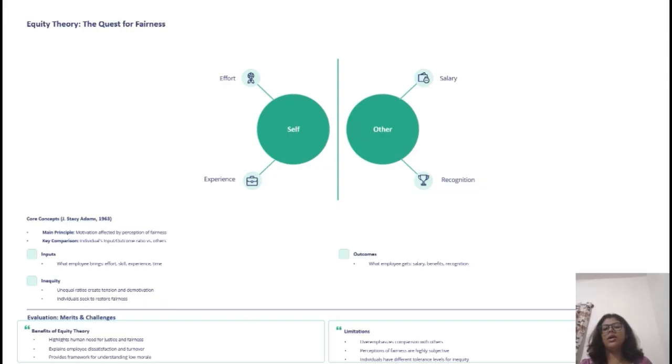So, in conclusion, equity theory reminds us that fairness is a powerful motivator, and when people feel valued and treated equally, they give their best at work. As leaders or individuals, maintaining equity helps build stronger motivation, morale, and mutual respect. So, that's all about the presentation.